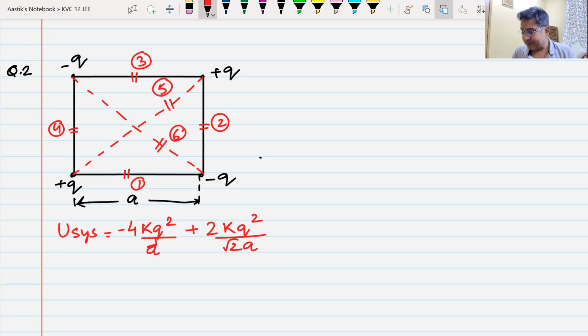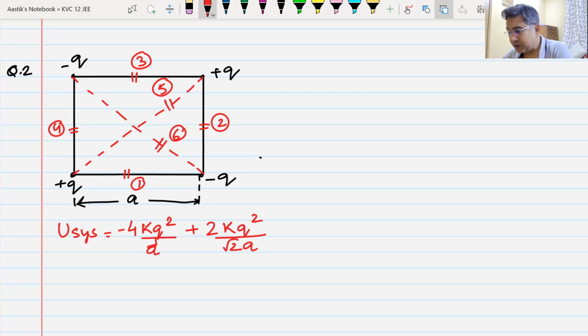The question could be this way. What is the work done in assembling this system? What is the work done in dismantling this system? Again, in this work done in assembling and dismantling, there are also two things that can come. Work done in assembling by electrostatic force and work done in assembling by external force. So you have to be careful which work done is asked and how you understand that work done.